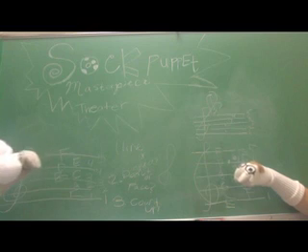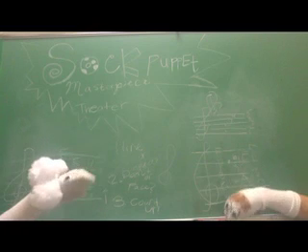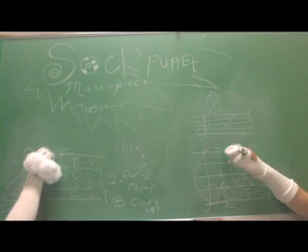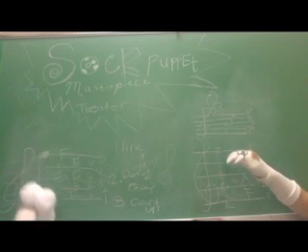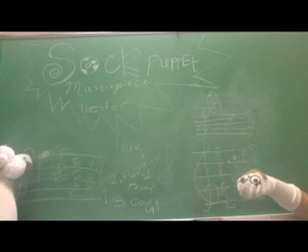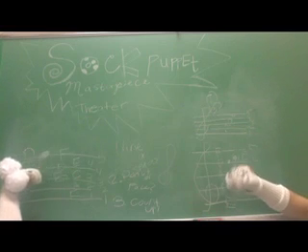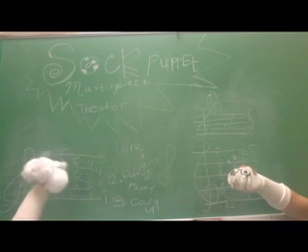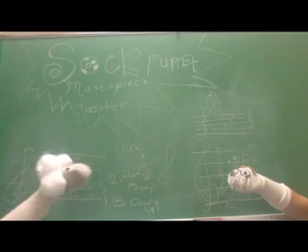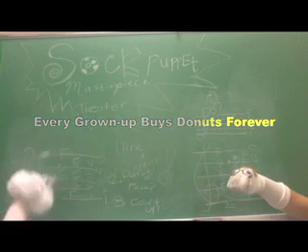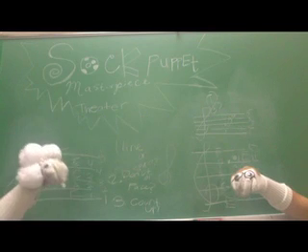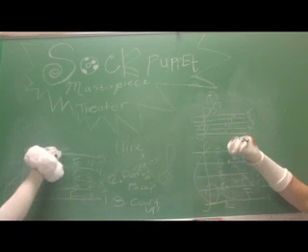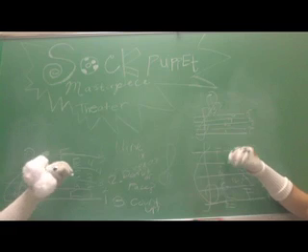Great. So, what do I want to do if I want to find the name of this note? Well, is that note a line or a space? It's a line. Right. And what's the next step? Well, it's on a line. So if it's on a line, we have to count up using every grown-up buys donuts forever. Great. And now what? Now I count up. So, every grown-up buys donuts forever. It's F. It's F. Correct you are.